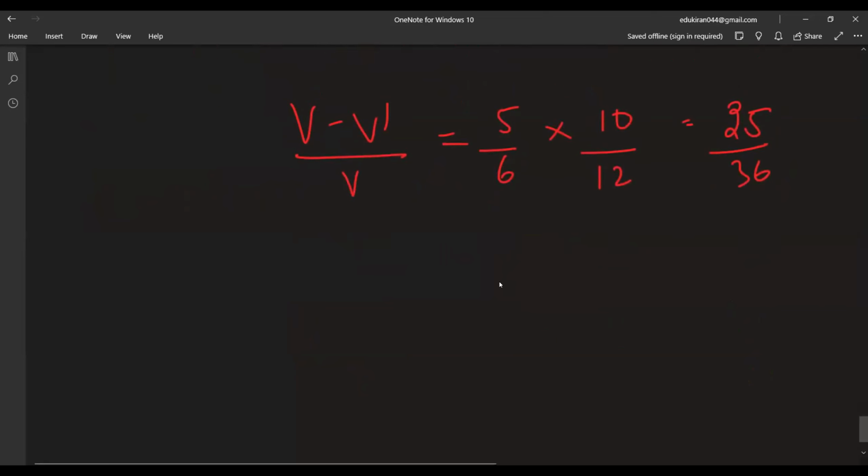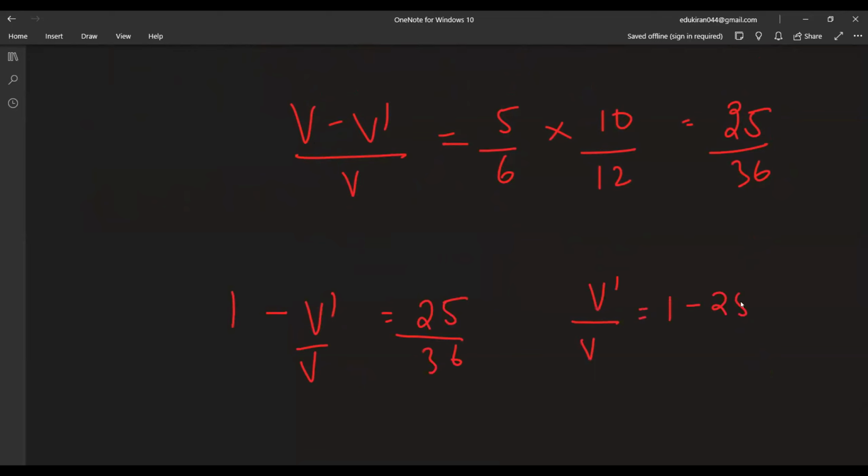We have to find the fraction, so we'll be separating these terms. V by V will be 1 minus V dash by V. We are just separating the term because we just want this. This is equal to 25/36. So V dash by V is equal to 1 minus 25/36, that is equal to 11/36. Write down the solution.